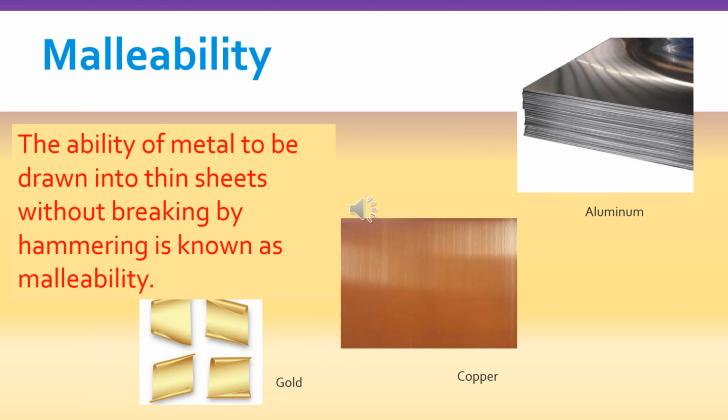Next physical property is malleability. The ability of a metal to be drawn into thin sheets without breaking, by hammering or rolling, is known as malleability. Copper, aluminium, gold and such metals show malleability.